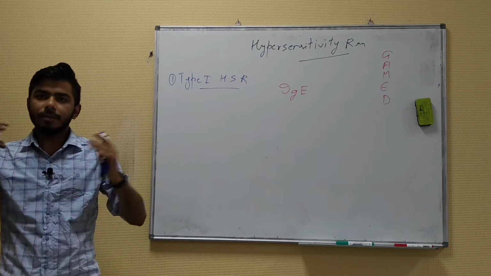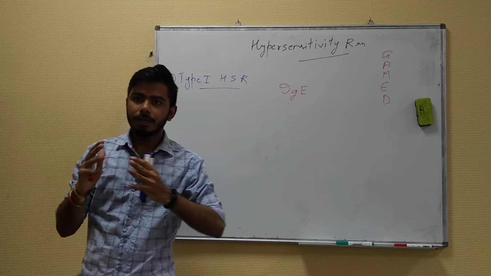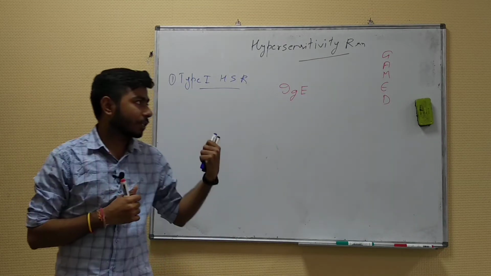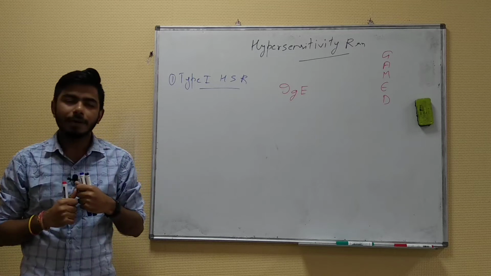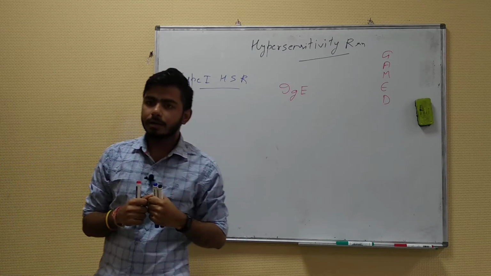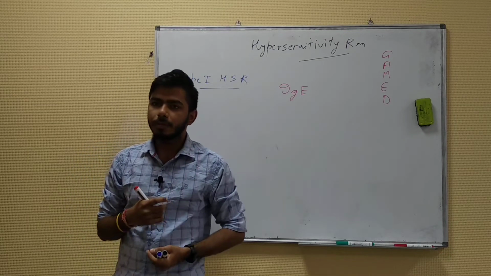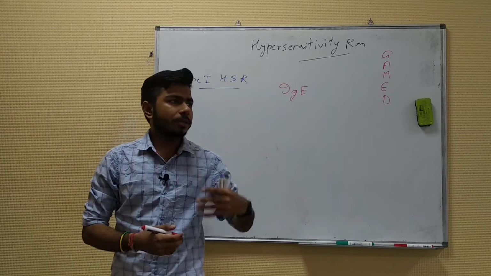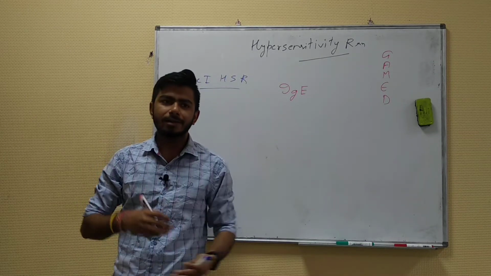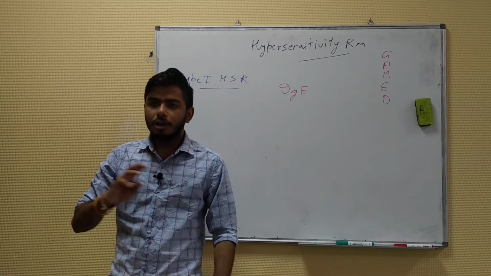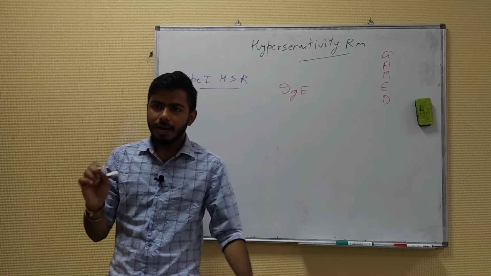Now let's imagine one scenario. That will help you imagine the situation, what is actually happening as far as the pathophysiology of type 1 hypersensitivity reaction is concerned. So let's say a guy has an allergy to some pollen grains, usually a seasonal kind of allergy. For example, spring season comes, and the leaves are falling from the trees and all these things are happening.